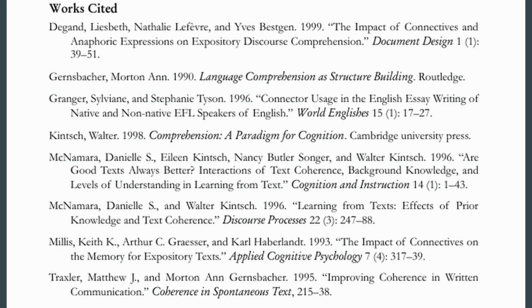The Works Cited looks somewhat like the MLA, though. The first author is last name first. The other authors are in regular order. Their names are in regular order. And of course, by the way, in all these systems in social sciences and humanities, APA, Chicago, MLA, the Works Cited or references entries are in alphabetical order according to the family name of the first author of the work. So go DeGan, Gernsbacher, Granger, Kinch, McNamara.